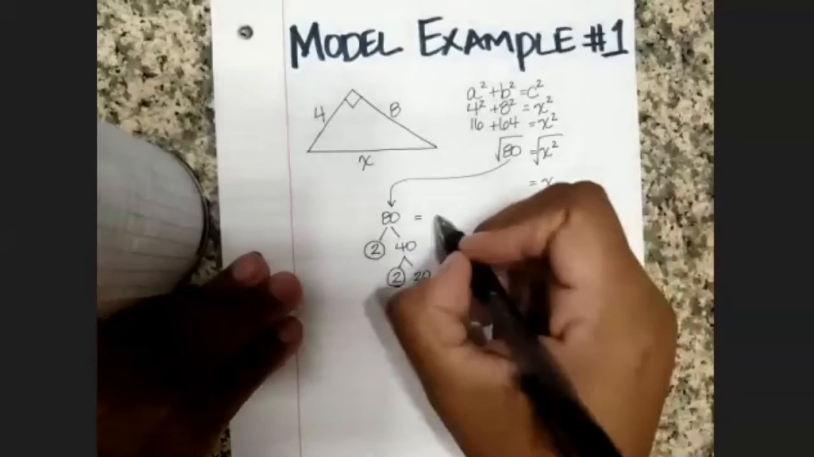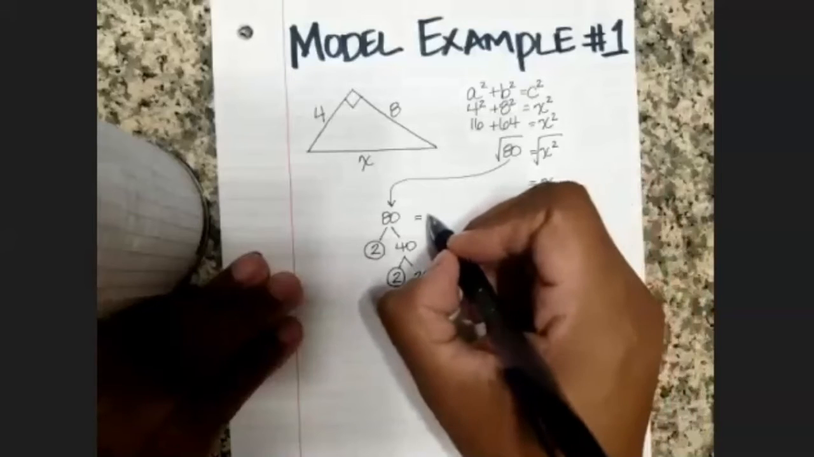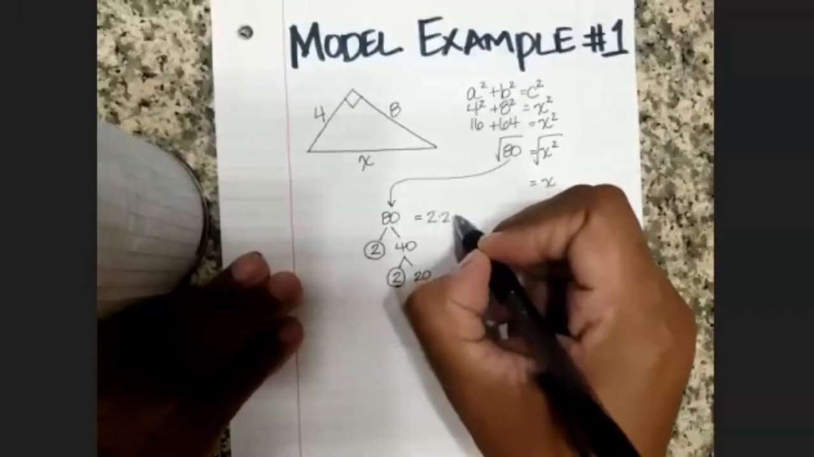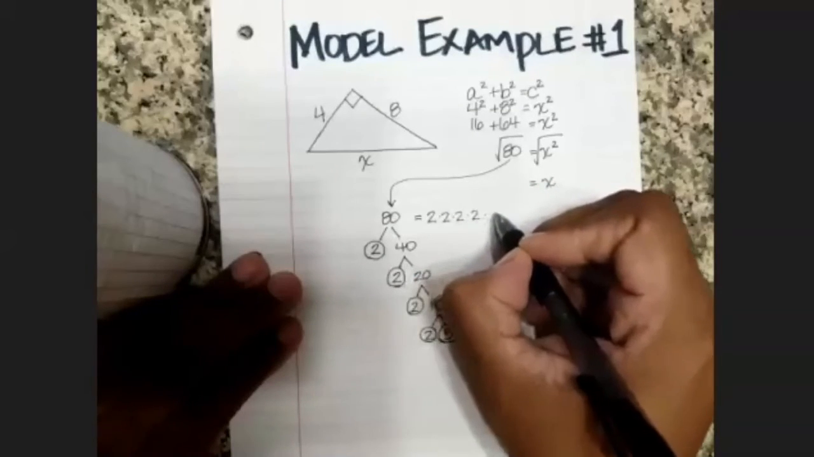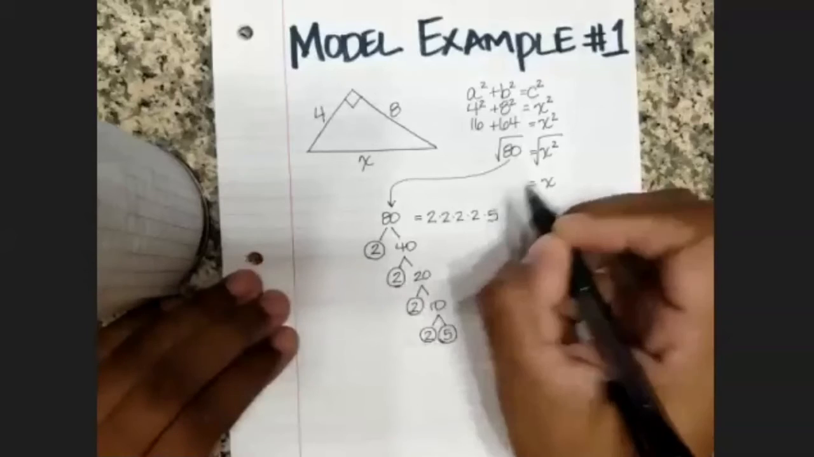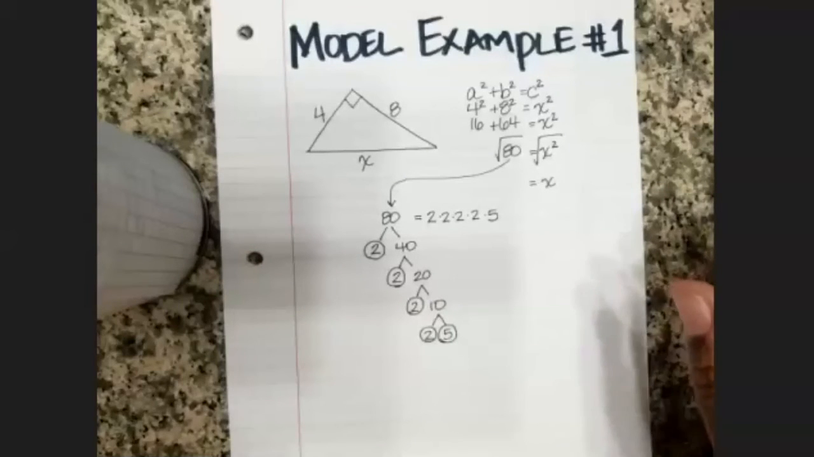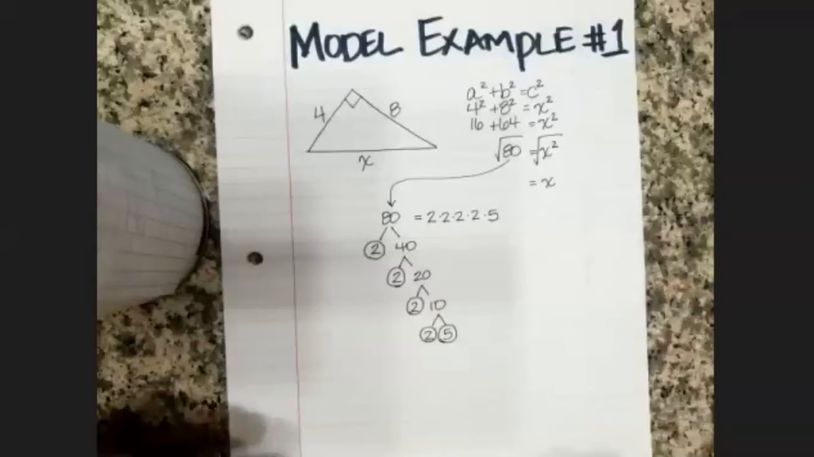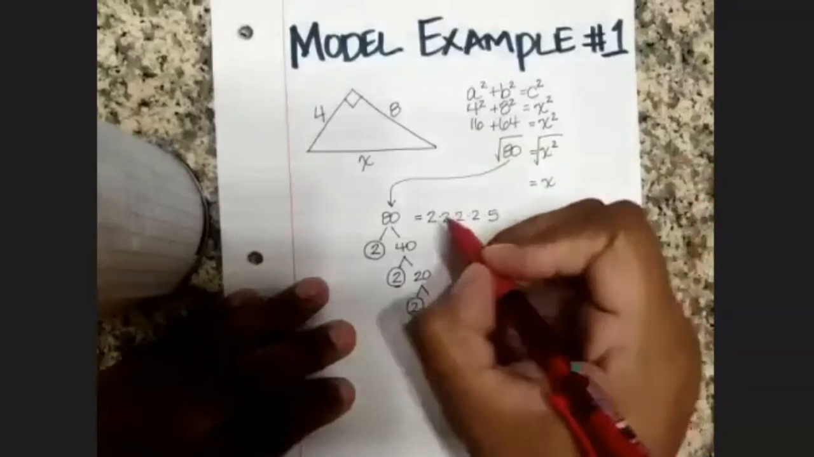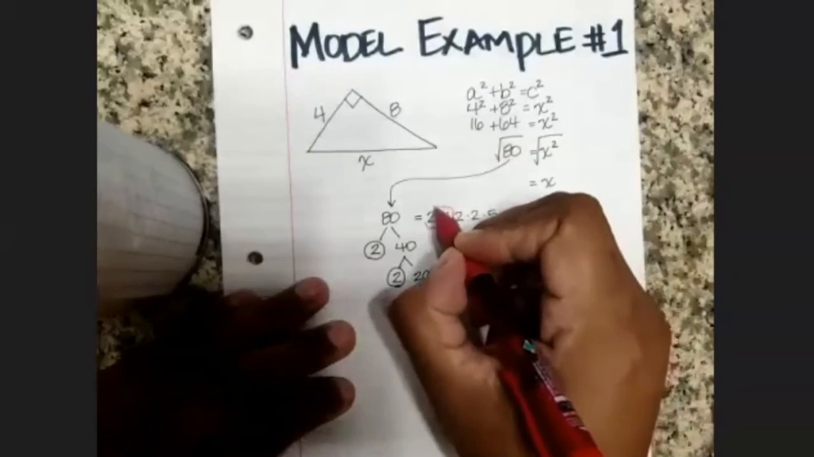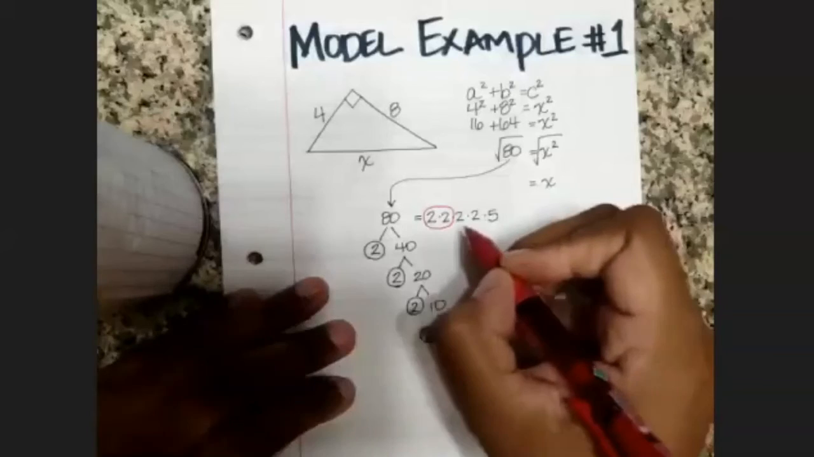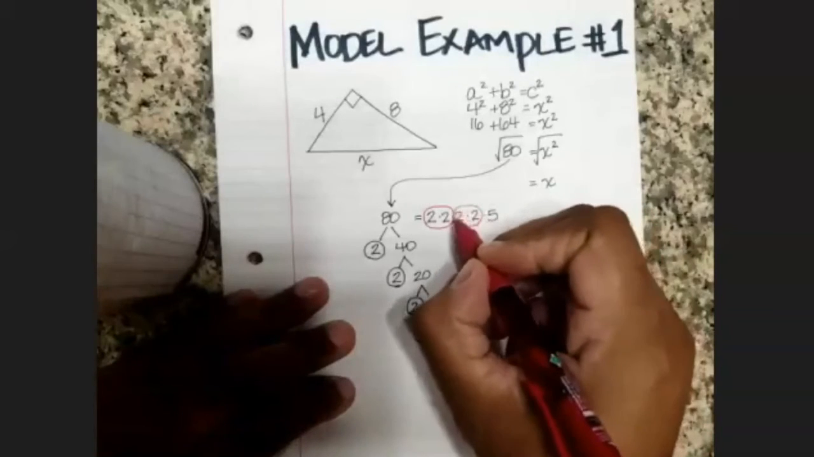So I'm going to rewrite 80 with all of my prime factors. And remember, this is a square root. The index is a 2, so I'm looking for pairs of numbers that are the same. Pairs. You probably learned last year in algebra about cube roots. That's groups of 3. Square roots, groups of 2.